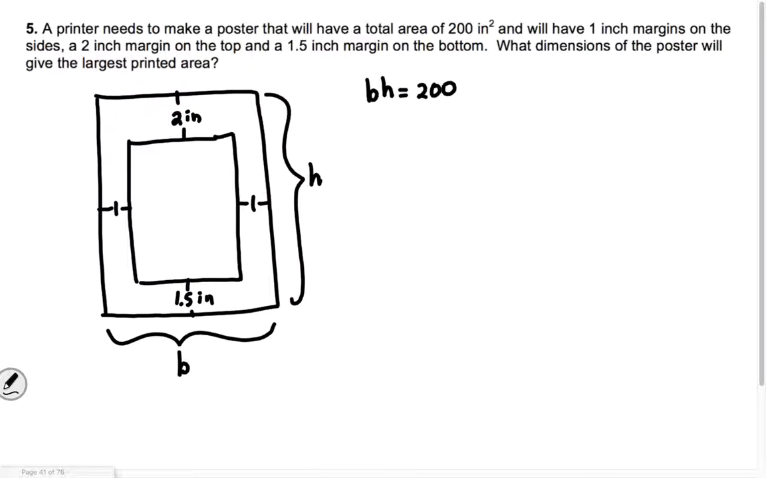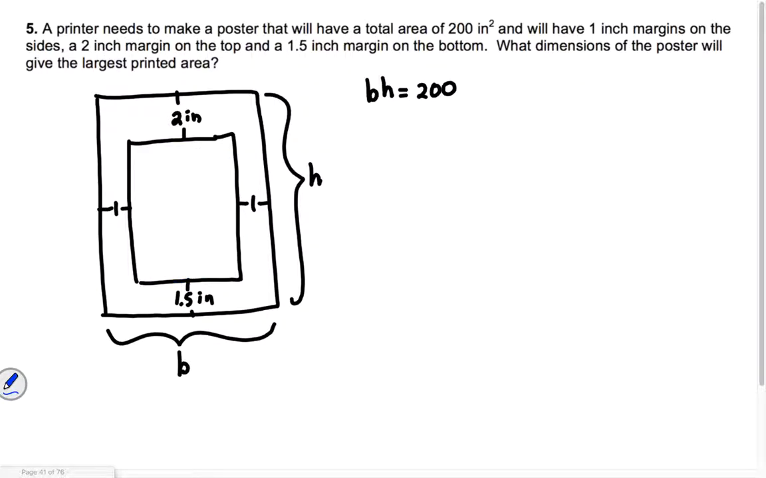Do you think this is the equation that I'm trying to maximize or minimize? No. So read through the question. What does it say when it talks about maximum or minimum? It says we want the dimensions of the poster that will give the largest, so maximize, largest printed area. So this poster is printed. Here's the printed area. Does that make sense?